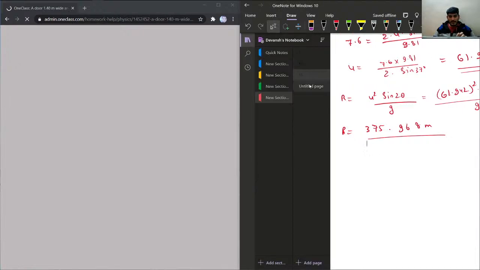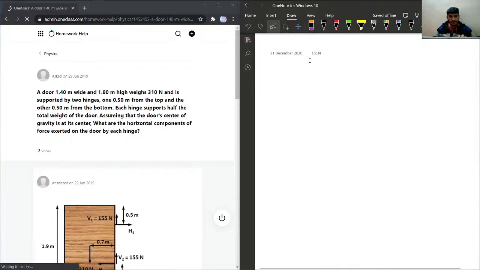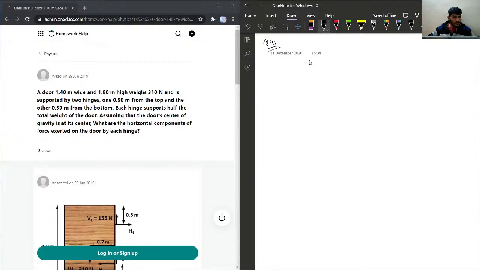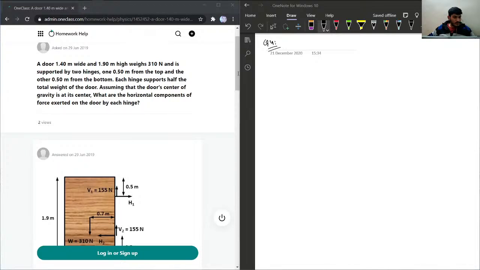One, two, three, four. We have question number 4, and this one looks like a lengthy one. So a door 1.4 meter wide and 1.9 meter high, weighs 310 Newton and is supported by two hinges.